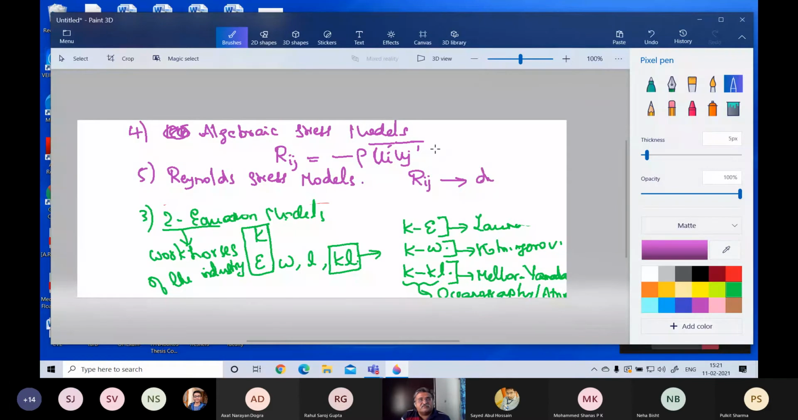This is an algebraic equation for Reynolds stress. This is a differential equation for Reynolds stress.